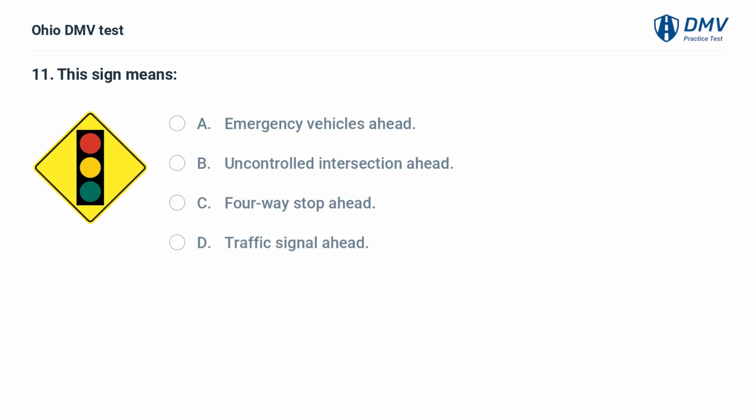This sign means A. Emergency vehicles ahead. B. Uncontrolled intersection ahead. C. Four-way stop ahead. D. Traffic signal ahead. This sign warns that a traffic signal is ahead.